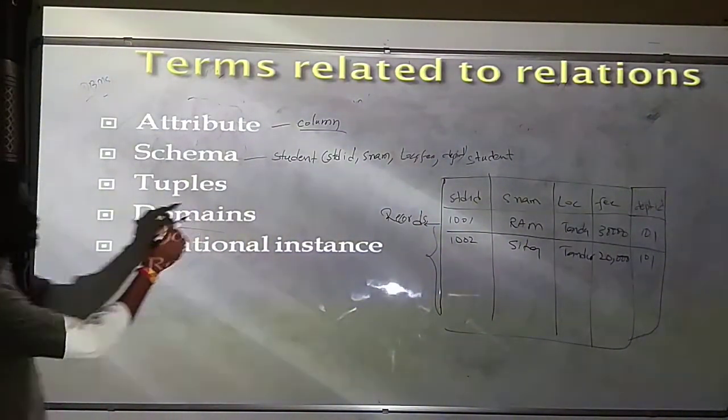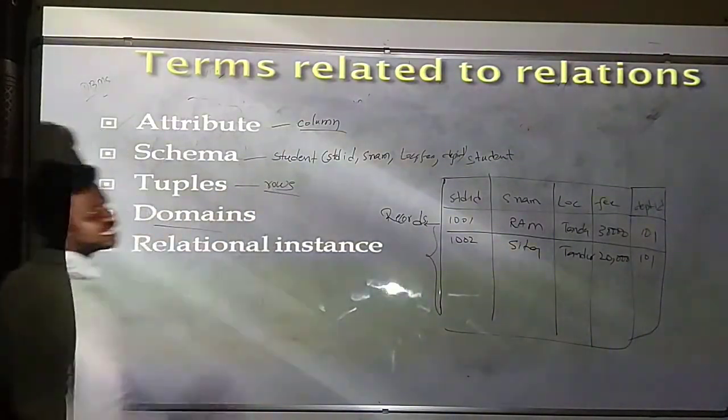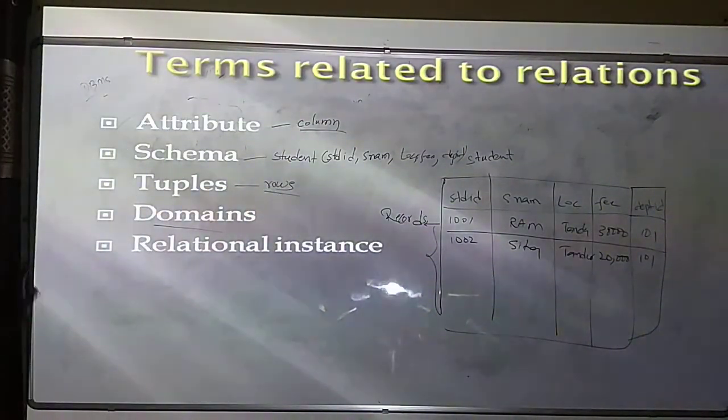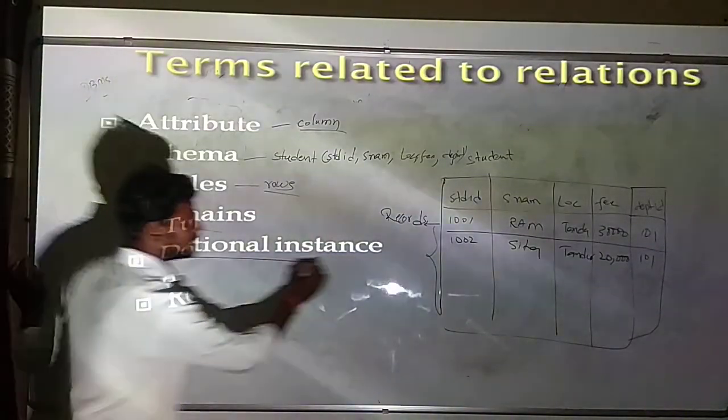I hope tuples is clear. Tuples are nothing but the rows present in the table. What will the row give? The row will give you the information about a particular student in this particular example. Like that, in every table you will be getting the instance of the table. That is what the relational instance is. Directly we will go for the relational instance.